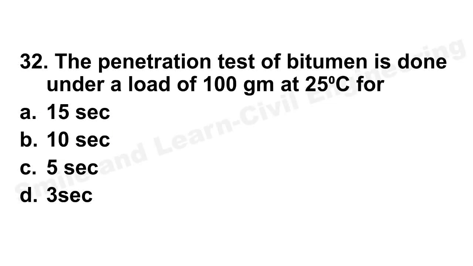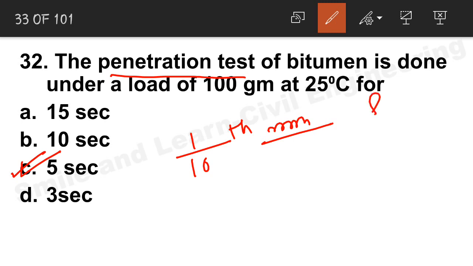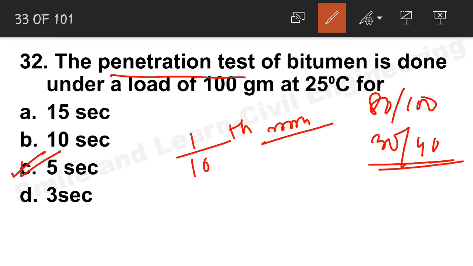Next question, the penetration test of bitumen is done under a load of 100 gram at 25 degrees centigrade for. This is another, because if you don't know about the penetration test, then you will not be able to answer this question. Correct answer is option C, 5 seconds, and depth of 1/10 of an mm. So we find the grade from this, 80 by 100 grade bitumen or 30 by 40 grade bitumen. This we get from the penetration test only. Okay, and 1/10 of the depth, 1/10 of a millimeter, is applied for the penetration test.